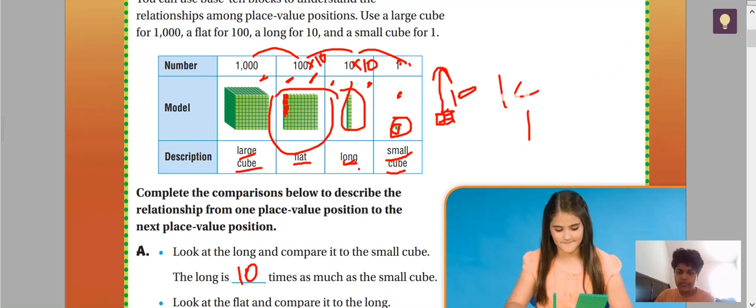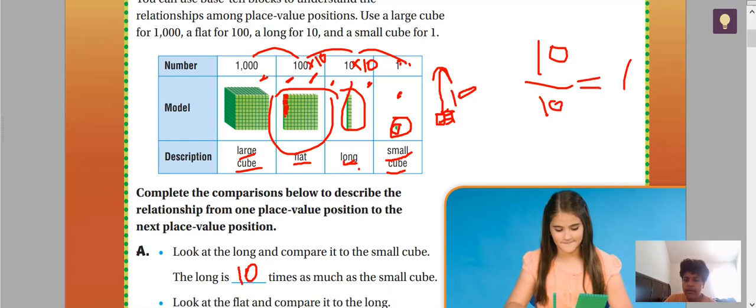Alright, let's remove this as well and write it again. Okay, so in fractions, 10 by 10 equals 1, right? So if we're looking at this model right here, 1 cube is 1/10 of a long, because this is just 1 cube and there's 10 of these small cubes right here. So this is 1/10 of this long cube.